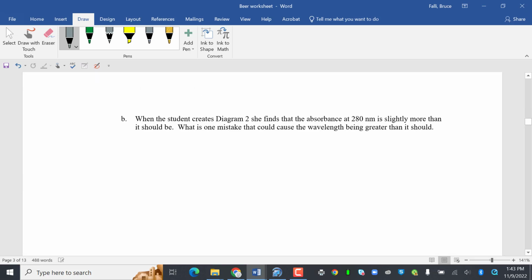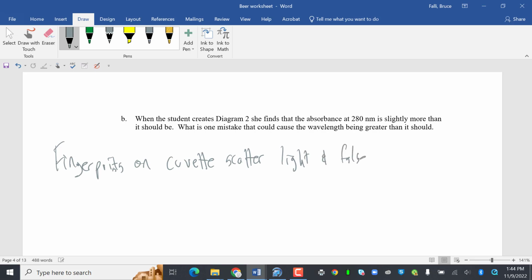When the student creates diagram 2, she finds that the absorbance at 280 is slightly more than it should be. What is one mistake that caused the absorbance to be greater than it should be? Fingerprints on the cuvette scatter light and falsely increase absorbance.